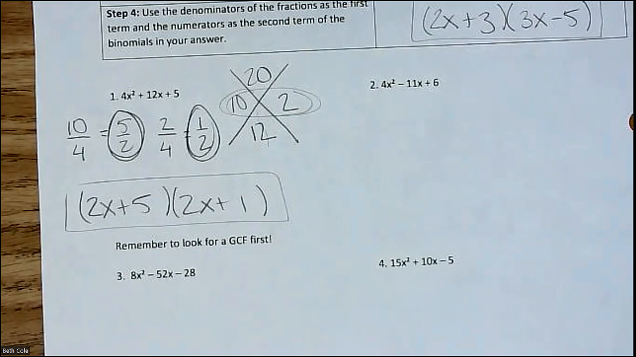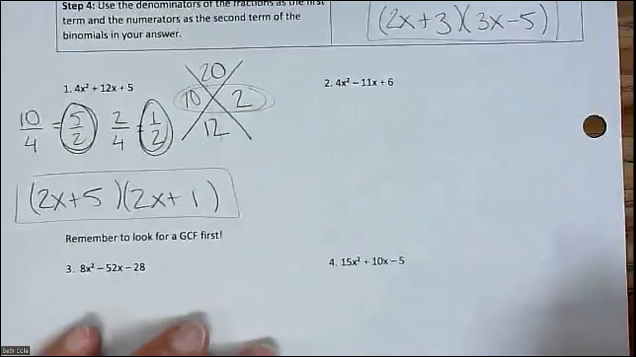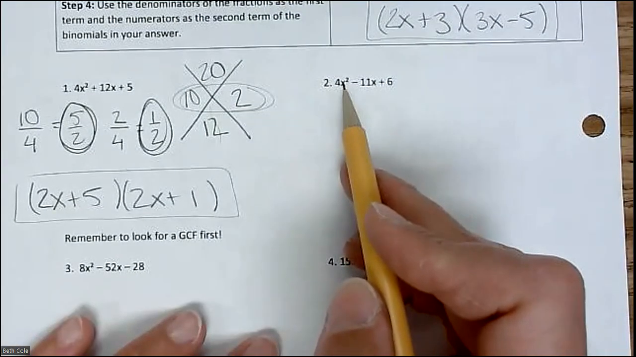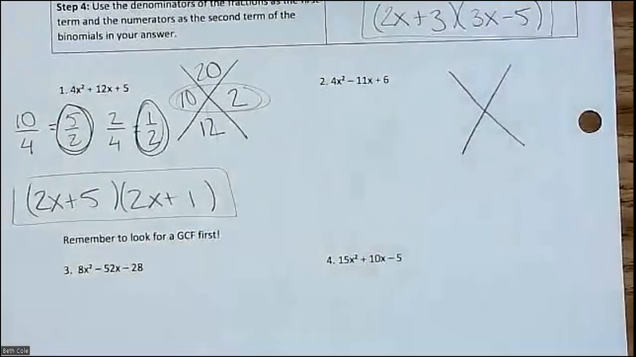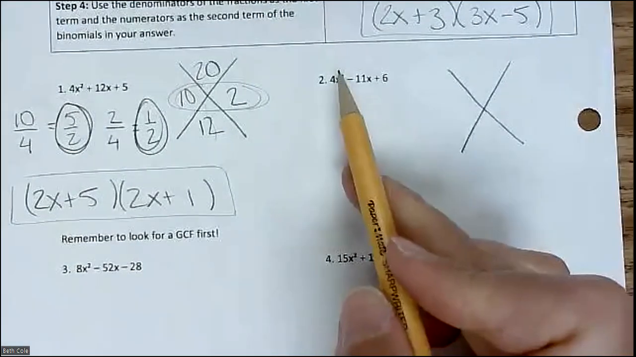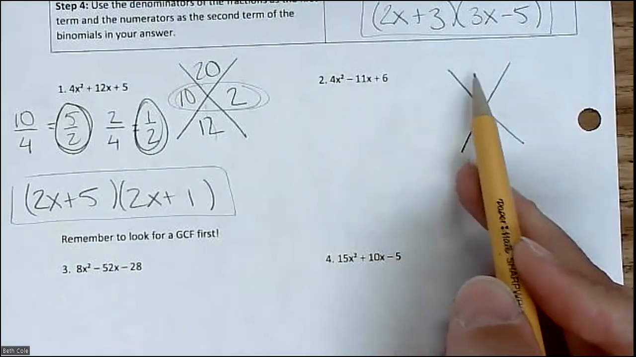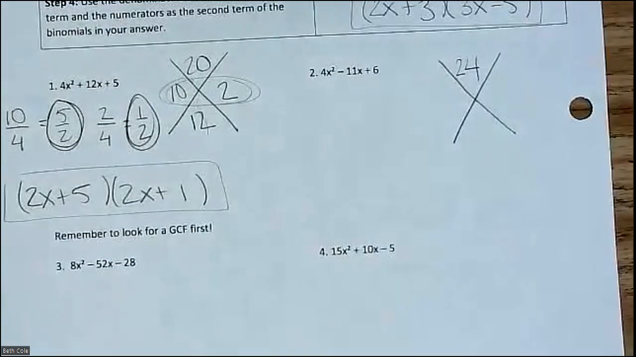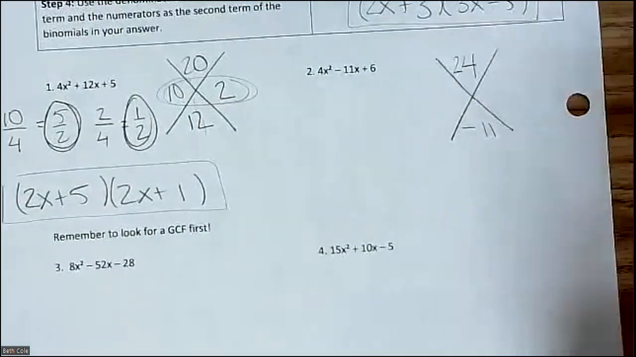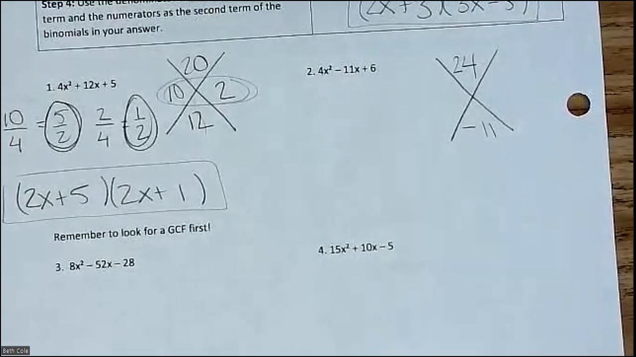Let's try it again. Do you see how there's a pattern, x squared, x number? All right, draw your x box. You have to multiply the first and the last number to get what goes on the top. So 4 times 6 is 24. Good. And then negative 11 goes on the bottom.